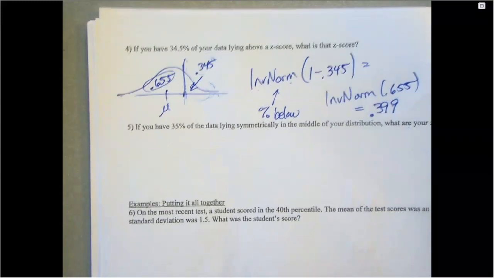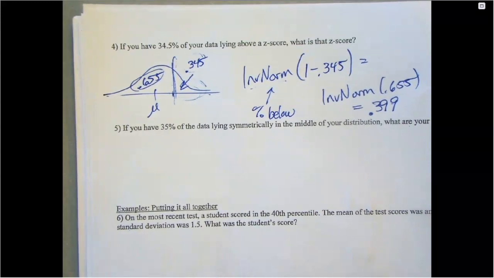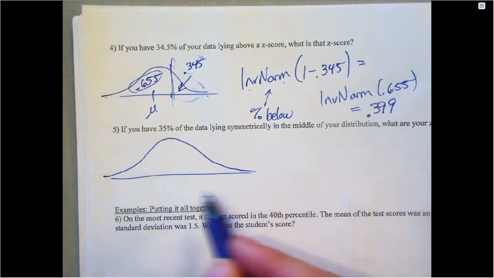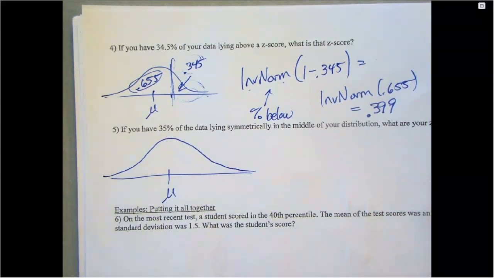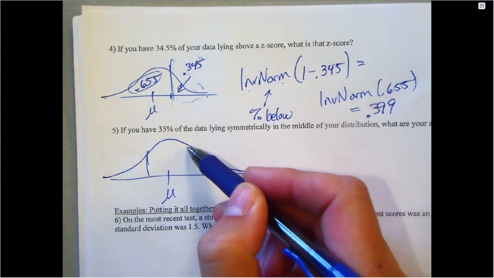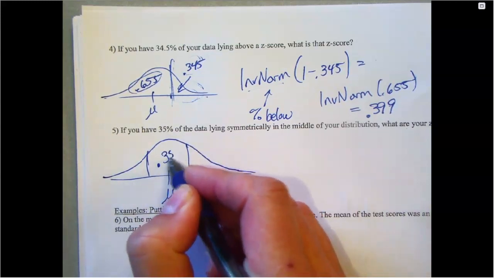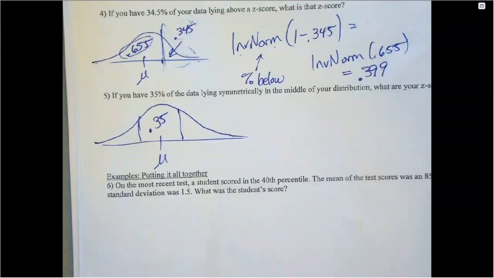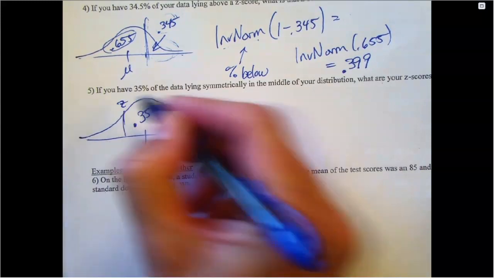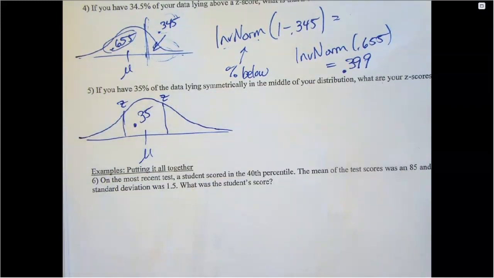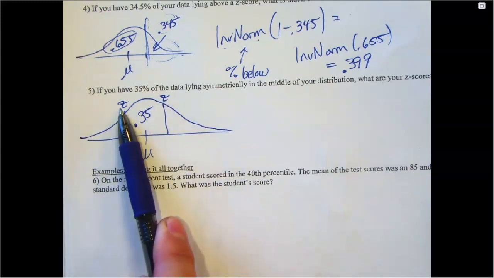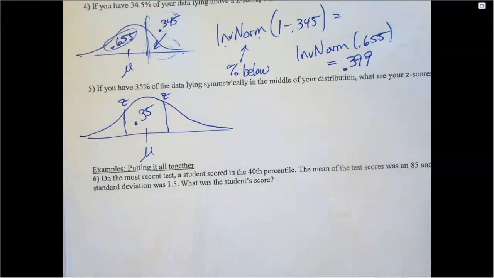5's a little tougher, and 4 is a little tougher too, I think. But on 5, if you have the cheating calculator, it's a huge benefit. I'm asking for the middle 35%. So that means that this here is 0.35. I've got to find what this z-score is and what this z-score is. They're going to be the same number, right? It's symmetric. Whatever this one is, this one will be the negative of that number.